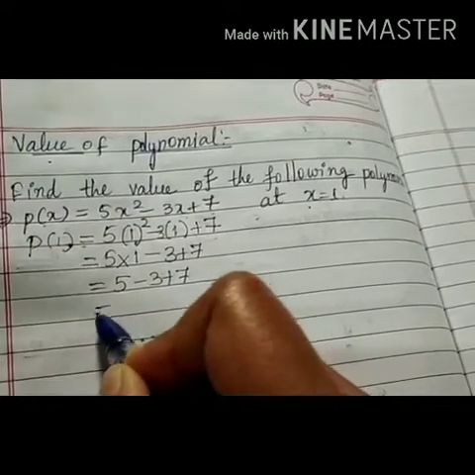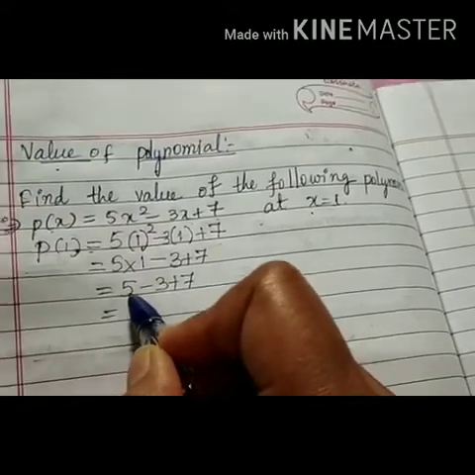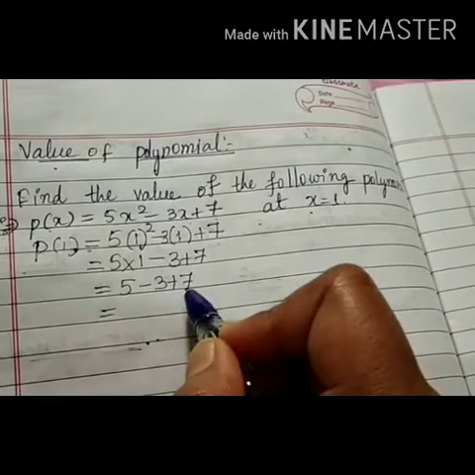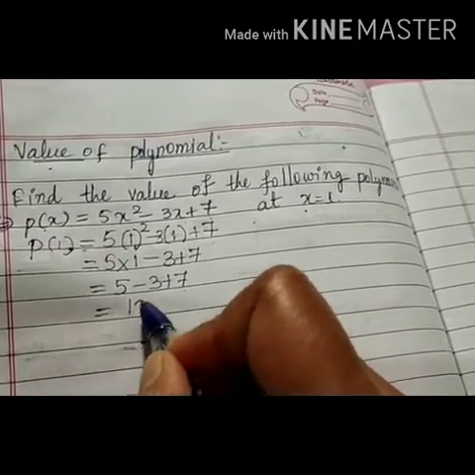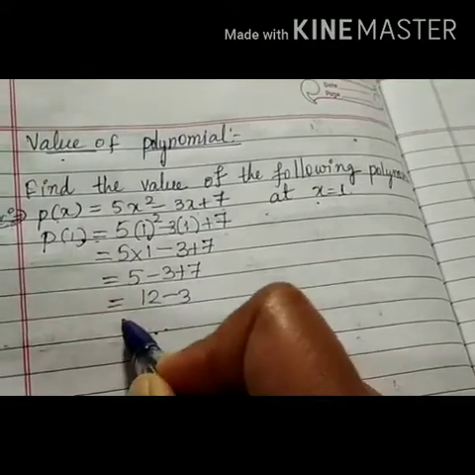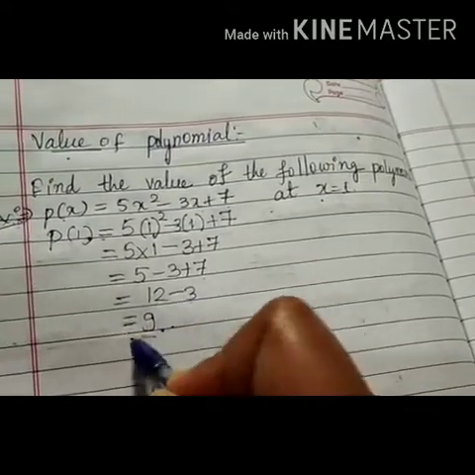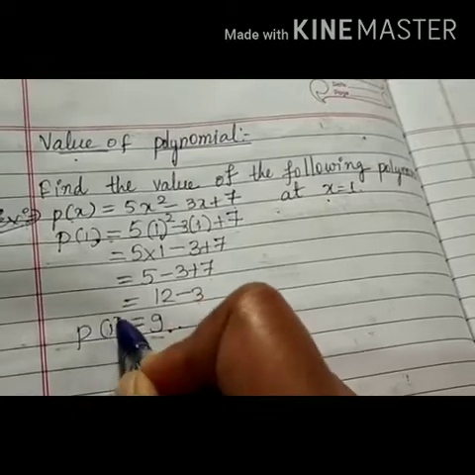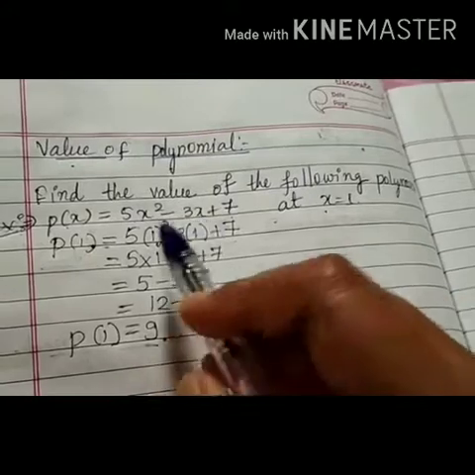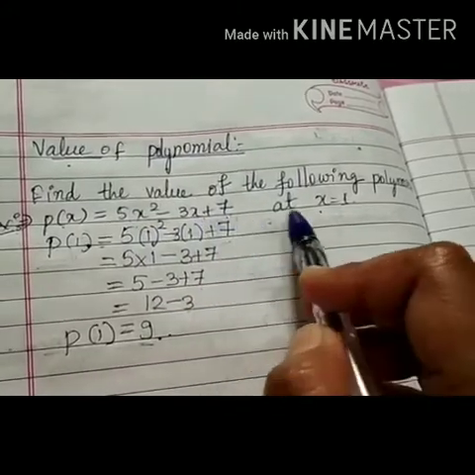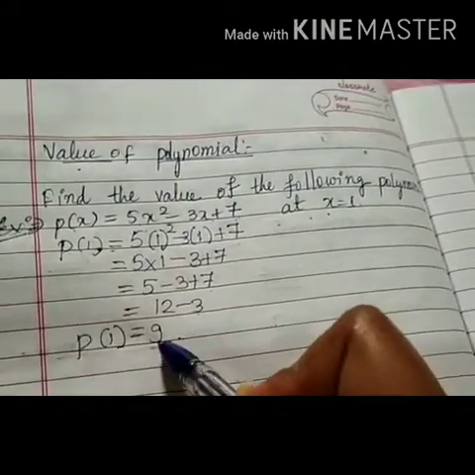When you simplify it, however you want to simplify, you can. 5 minus 3, then 2 plus 7, 9 also you can do. 5 plus 7 is 12. Minus 3 also if you do, you get the same answer. 12 minus 3 is 9. So P of 1 here is 9. So we can say that the value of the given polynomial 5x square minus 3x plus 7 at x is equal to 1 is 9.